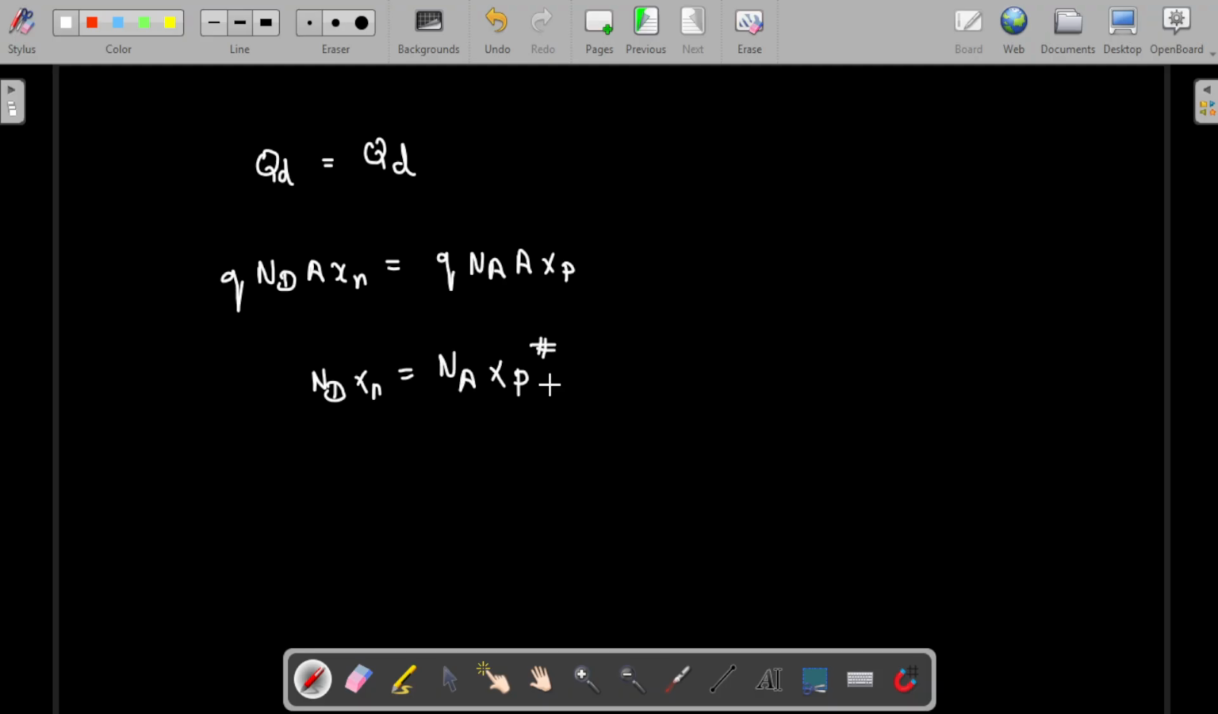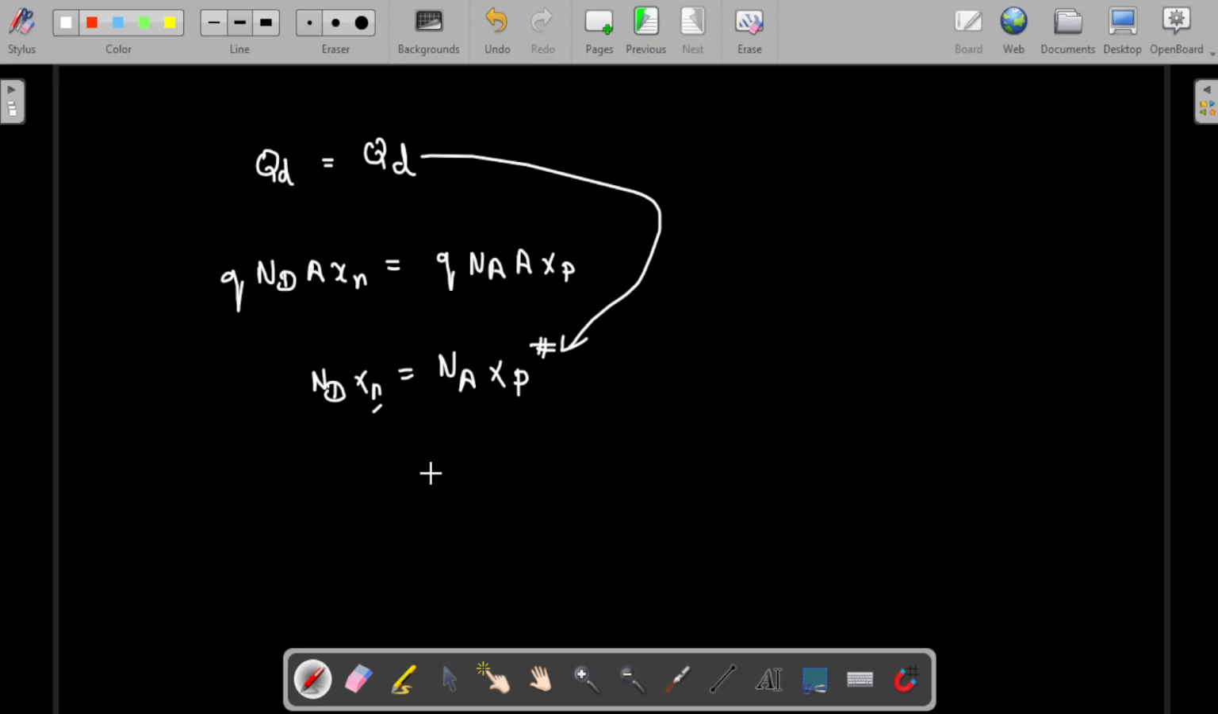We will be relating that further. I hope you understood how from the charge neutrality equation we are able to get another definition. If they give doping profiles and the distance xn, then we can directly calculate the value of xp. So the depletion region width can be calculated from this.